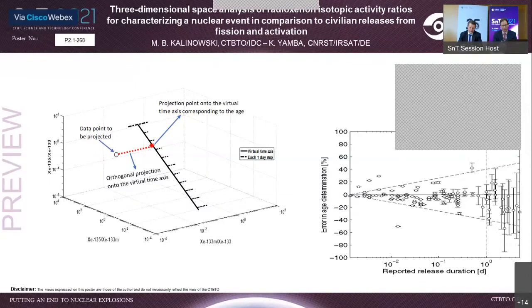We can also use this axis by projecting the isotopic ratios on it and then applying timing equations to determine the event time of a nuclear test for which we have recorded releases. We apply this to about 100 releases from Nevada, and we get a very good agreement between the origin time of the test and our estimated time from the isotopic ratios. The accuracy goes down to half an hour. That was the third one.